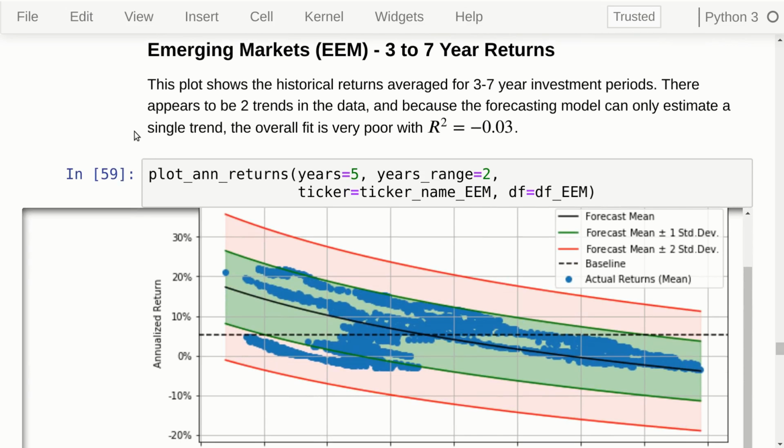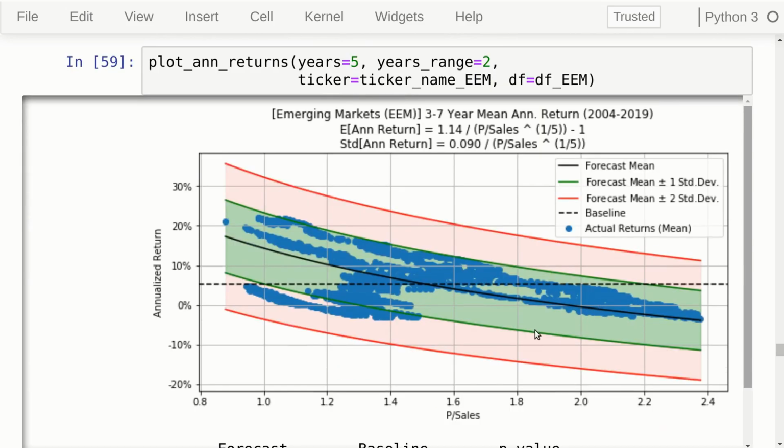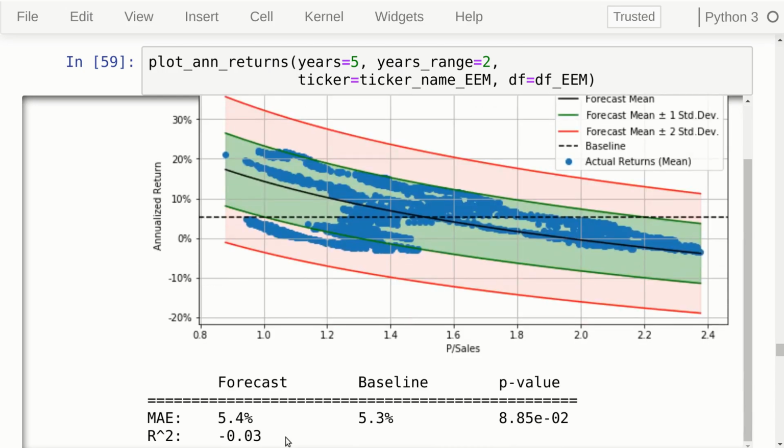Now, if we consider 3 to 7 year periods instead, which is what we will be comparing to other stock indices, then we have this plot here. And again, we see kind of two trends. We see one that our forecasting model has almost captured quite well. And then we see this big cluster of outliers down here, which is perhaps another trend line here. And overall, this means we have a poor fit to all of the data with an R-squared value of minus 0.03.